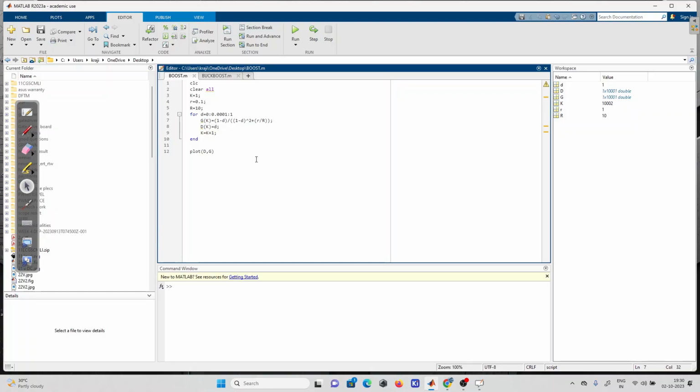Yes, sir. So see here, the same thing I have written: G is the gain. What I have written here is (1 minus D) divided by (1 minus D square plus small r divided by capital R), and this gain I am plotting. So what am I doing here? I am varying the duty ratio from 0 to 1 in steps of 0.001. Okay, so I am going to plot this. We can observe the same result here.